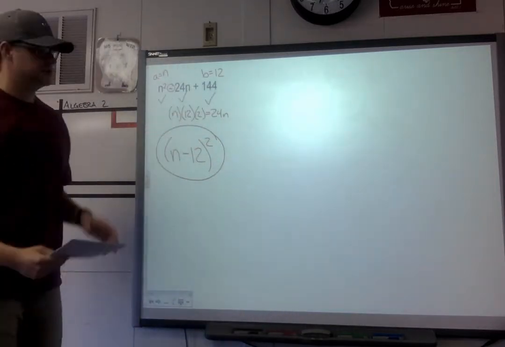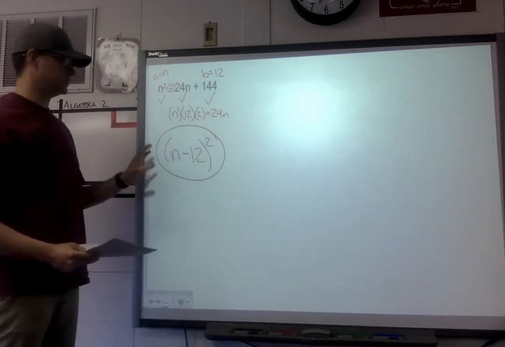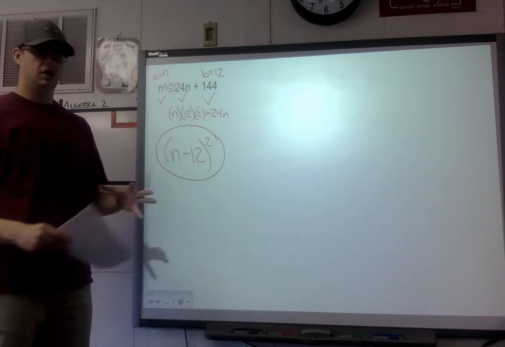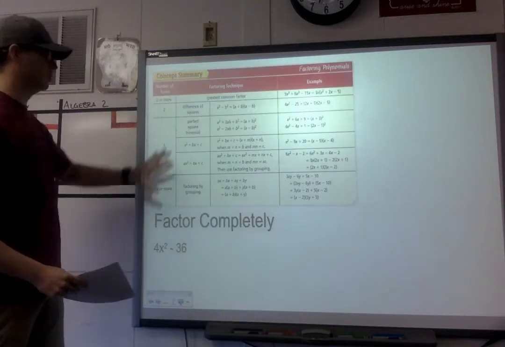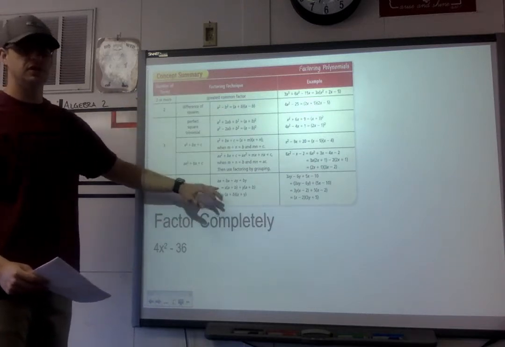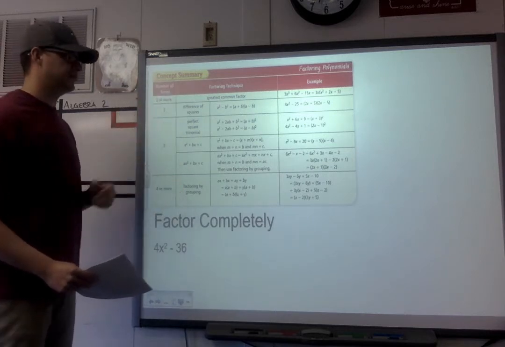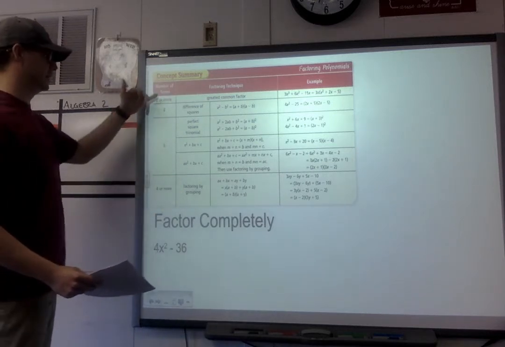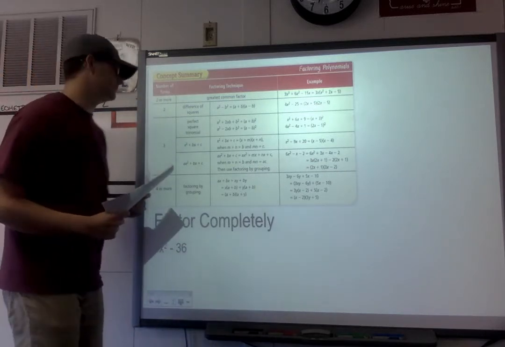Now that we've learned how to do this, we're going to do a few problems here that are going to be taking all of the different methods of factoring we've learned. So before we get into any examples, I want to go over this chart, which is just a reminder of all of the different types of factoring that we can use and which ones we use depending on how many terms there are in your polynomial.